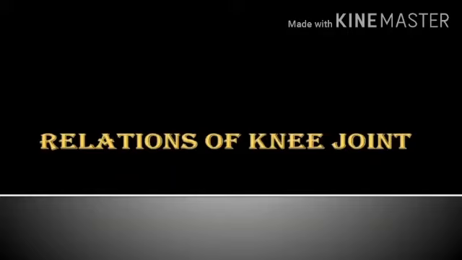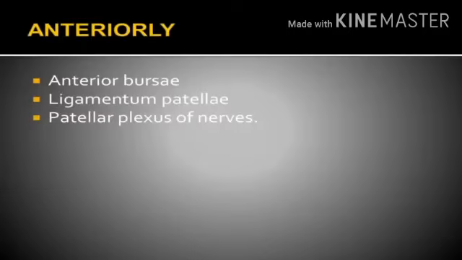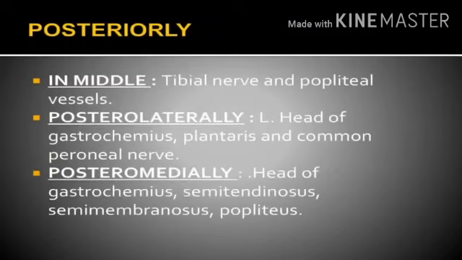Relations of the knee joint: anteriorly, posteriorly and medially. What are the things present around the knee joint? Anteriorly, all the anterior bursae, ligamentum patellae and the patellar plexus of nerves. Posteriorly, in the middle, these are the tibial nerve and popliteal vessels. The tibial nerve is a branch of the sciatic nerve. It divides into the tibial nerve and common peroneal nerve, but the tibial nerve is present posteriorly in the middle.